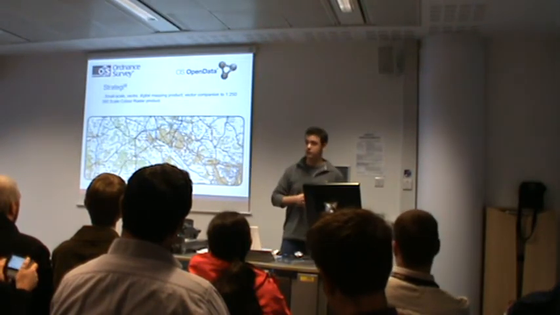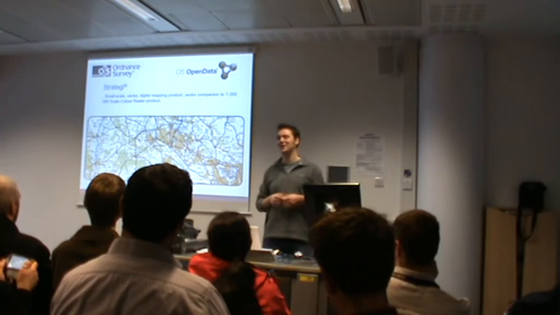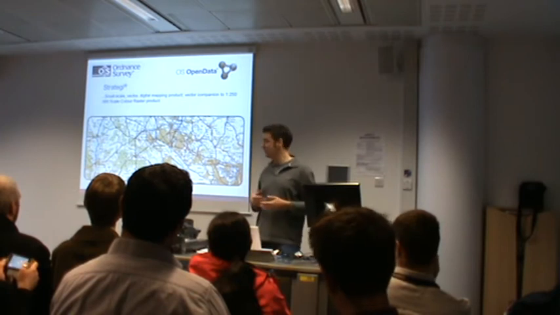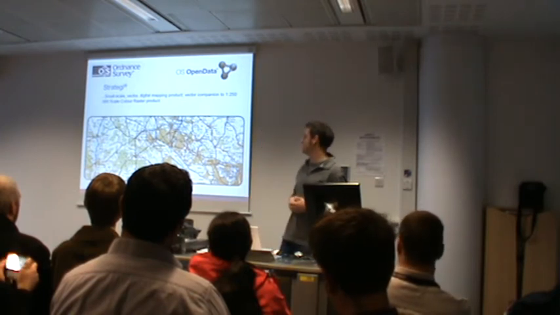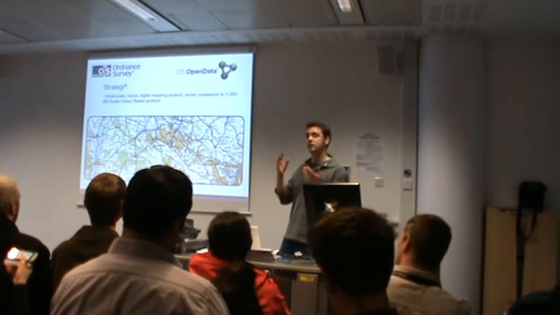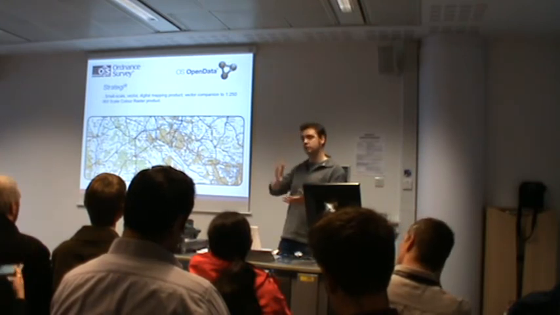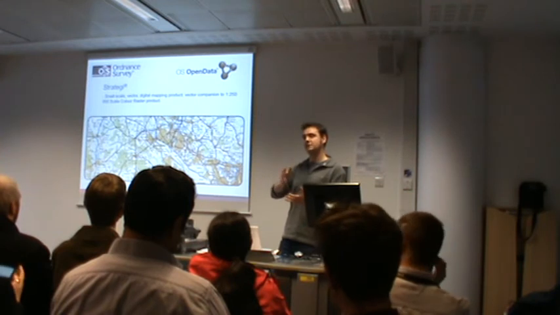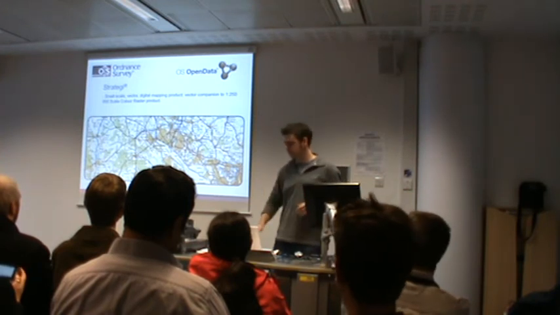Then at 1 to 250,000, there's Strategy, which is another vector data set. In conjunction with Meridian 2 and Vector Map District, you can make it into a really quite nice zoomable stack of data sets that you can plot your data on top of.